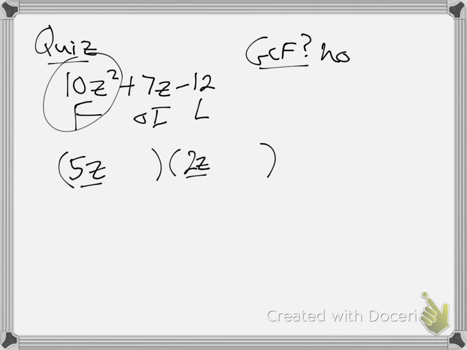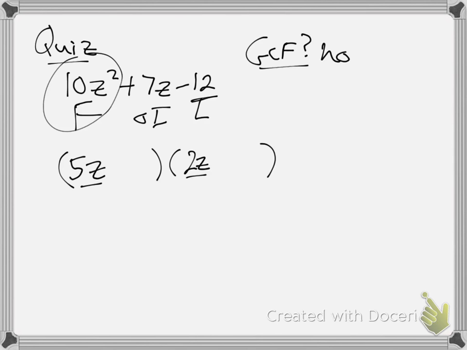Good so far? 5 times 2 is 10, probably that instead of 10z and regular z, right? You remember you do the numbers closer together, 5 times 2, those are only 3 apart instead of 10 and 1, or 9 apart. Right? So try 5 and 2 first, probably 5 and 2.